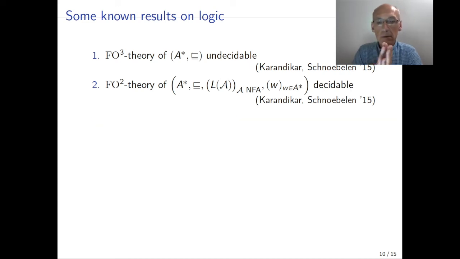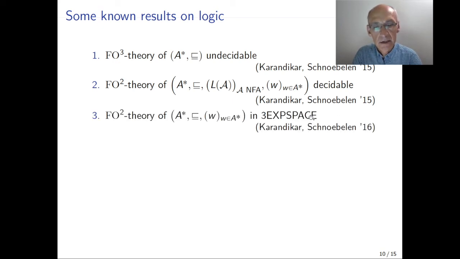Now, this decidability algorithm is seemingly non-elementary, and Kuske and Schwarz in 2016, so the year after, identified a case where it's elementary, namely the FO2 theory becomes elementary if you drop the regular predicates. So if you only have the constants and the subword order, then the theory becomes decidable in threefold exponential space. This is the situation for FO2.